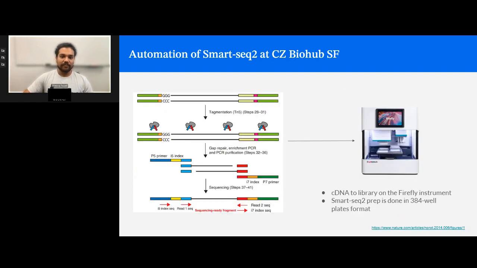The second half of this protocol, which involves tagmenting the produced cDNA, neutralizing the tagmentation reaction, and the PCR, has been automated on the SPT Firefly. So all automated steps for this section of the protocol happen in a 384 well format, so that you're getting the most out of the hands-on time that you will have to invest when carrying out this protocol.